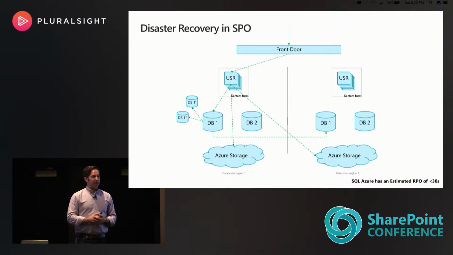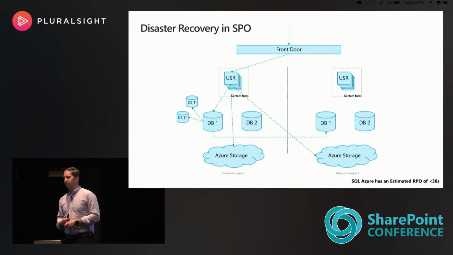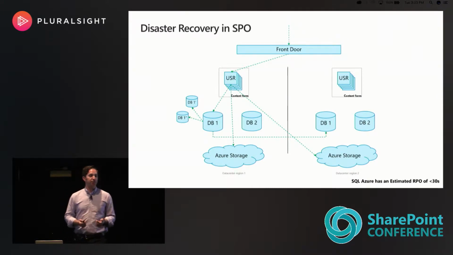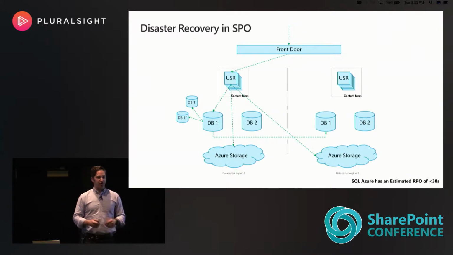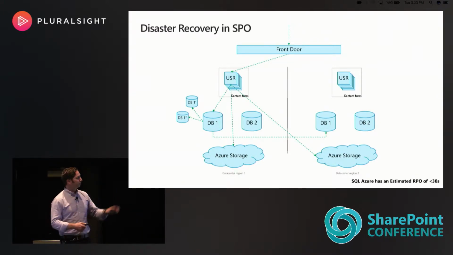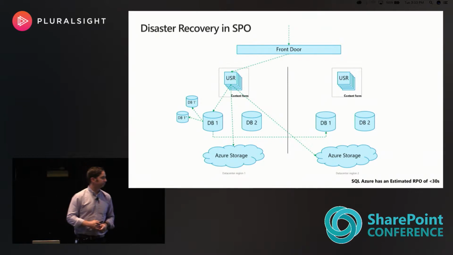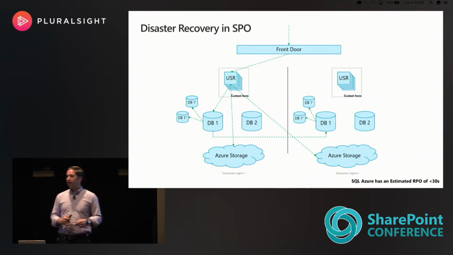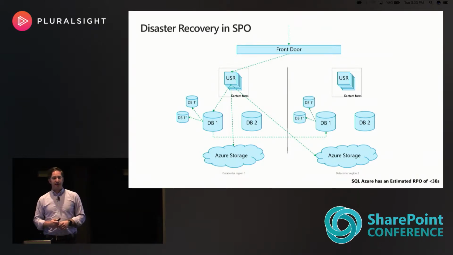We do use replication for our databases. We use the out-of-box SQL Azure replication. If you go look at their documentation, there's a bunch of information on this online. They will say that for their premium SKUs, where you manage your own DR, which is what we do, the replication estimation is less than 30 seconds RPO. Similarly, they will set up secondaries for that same content in the second data center.